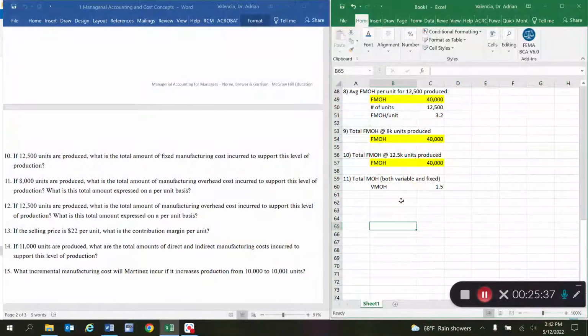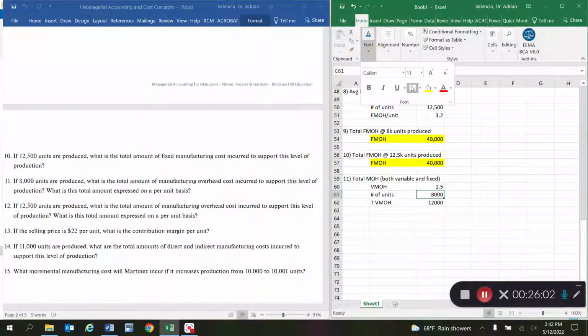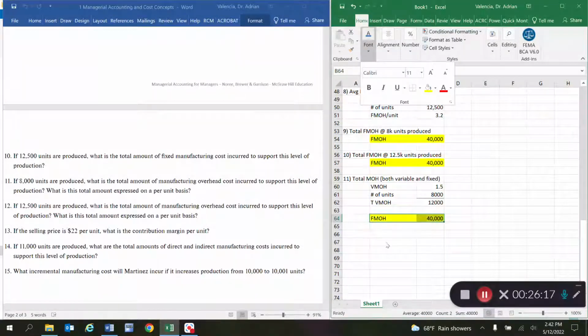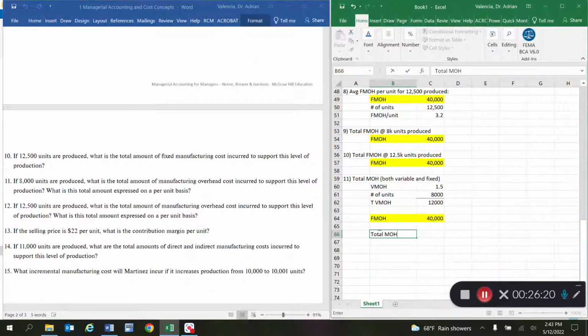And then we have to multiply that times 8,000. So this is 8,000 right here. And then this will give me total variable manufacturing overhead. We'll multiply these two. Okay, so that's $12,000 of variable components. Plus, we know that we have the fixed manufacturing overhead, and that was $40,000 because that doesn't change within that relevant range. So I'm going to keep this in yellow just so that we can reinforce that idea. So then when we do the total manufacturing overhead, that's the composition of both of those. So that's going to be 40,000 plus the 12,000, and that's 52,000.